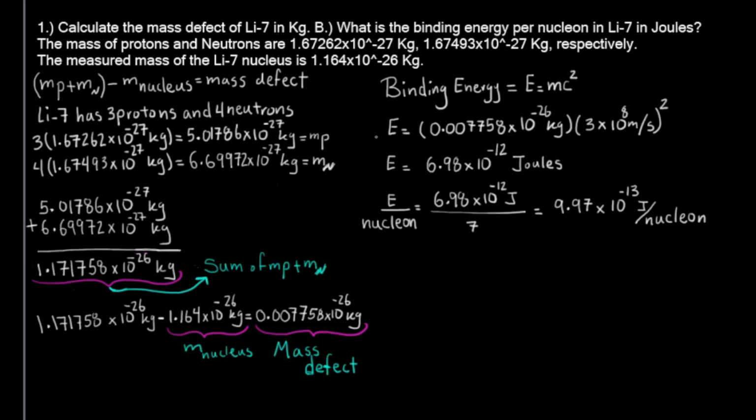If you are asked to calculate the binding energy per nucleon, you simply need to divide the binding energy above by the number of nucleons, which in this case, for the lithium-7 nucleus, there are 7 nucleons. Nucleons are the number of protons and neutrons. Once we divide our binding energy by 7, we get a value of 9.97 times 10 to the minus 13 joules per nucleon. And this answers number 2.